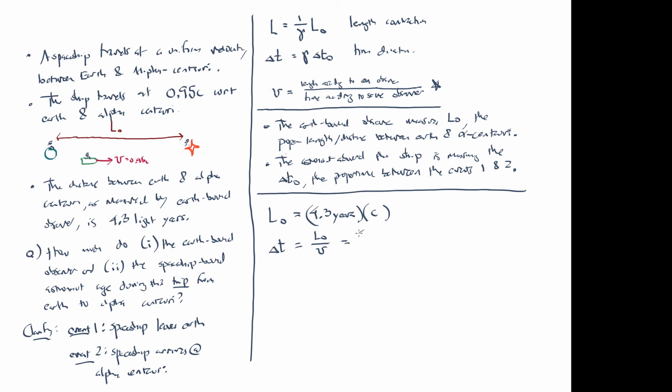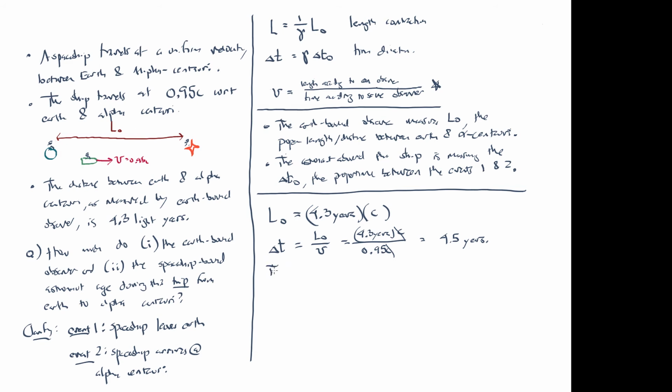Okay, so what is the proper length? It's 4.3 years times the speed of light divided by the speed of the ship, which is 0.95 c, 95% of the speed of light. I left the c's in here so that I could cancel them out like this. So you take 4.3 years divided by 0.95, and so it would be 4.5 years. That is the time of the trip as observed by people who are standing on the Earth or Alpha Centauri. That is, they will have aged 4.5 years during this trip.